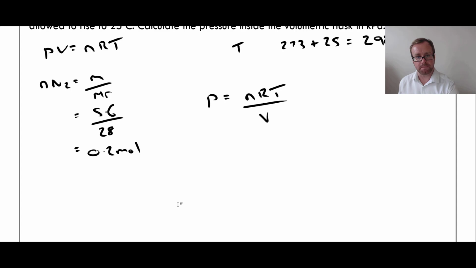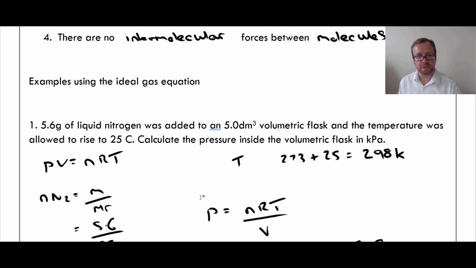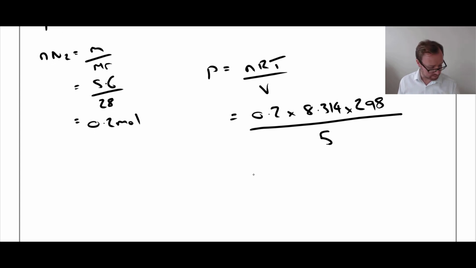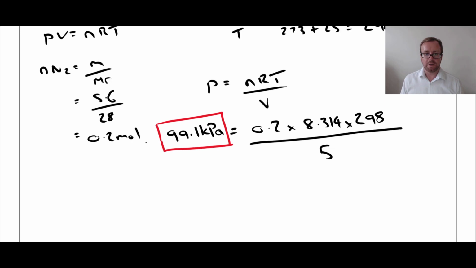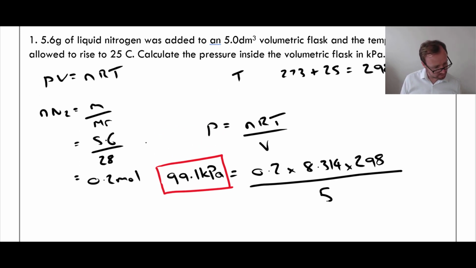So P equals nRT over V. My number of moles is 0.2. My gas constant is 8.314. My temperature is 298 Kelvin. My volume is 5. And this will give me my pressure, which gives me a value of 99.1 kPa. Okay, easy. So all you are doing is substituting your values into the ideal gas equation. Okay, so we will move on.